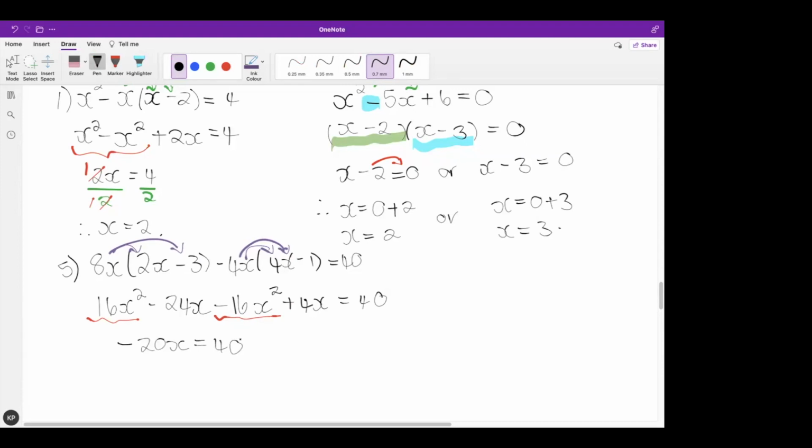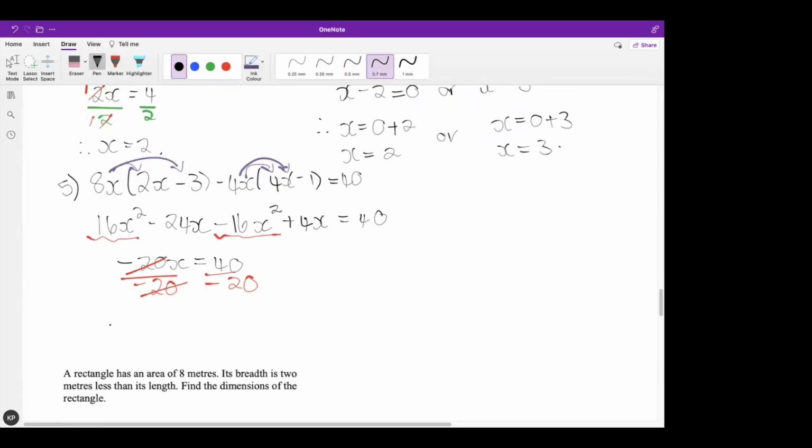So how do we solve for x here? How do we solve for x? Divide by negative 20 on both sides. Now, if I have a positive and a negative on my right-hand side, that means my answer is going to be negative. 40 divided by 20 is 2, so x is negative 2. Nice, guys. I'll see you guys on Thursday.